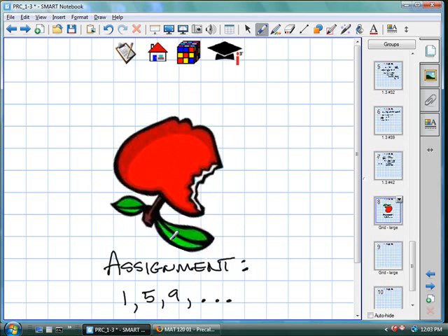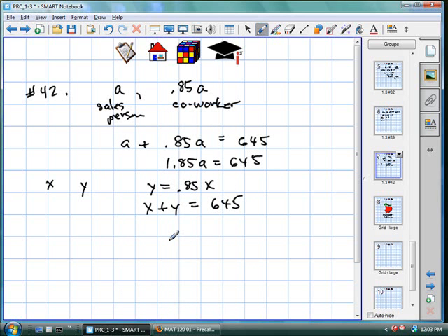Okay, I want to do a mixture problem now. I'm not ready for the assignment yet. Okay, so let's start with some mixture here. Find a good one. Or A1 anyway.